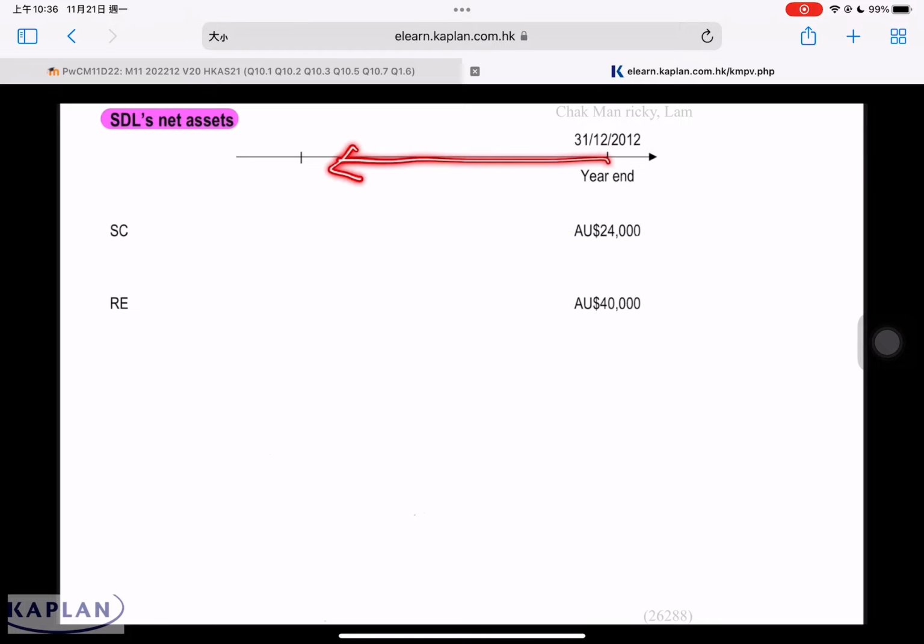After that, we must work back to the acquisition date. The acquisition date is 31st December 2011. Share capital at the acquisition date is 24. The retained earnings at the acquisition date is equal to 30. The total of this is equal to 54. This is the net assets of the subsidiary.